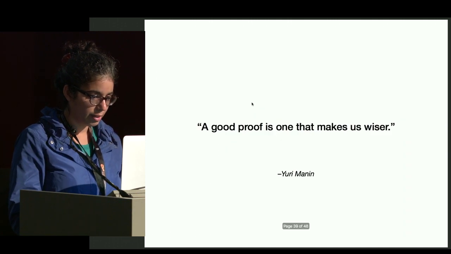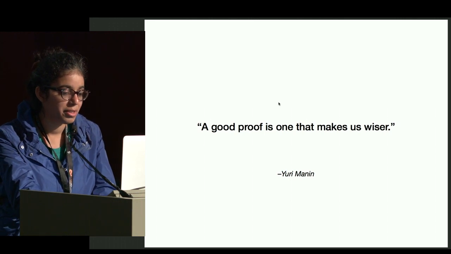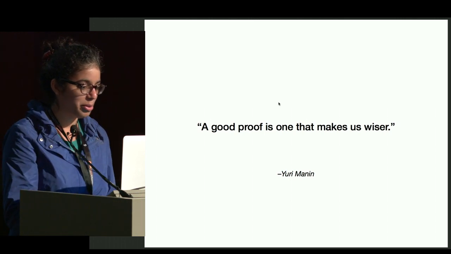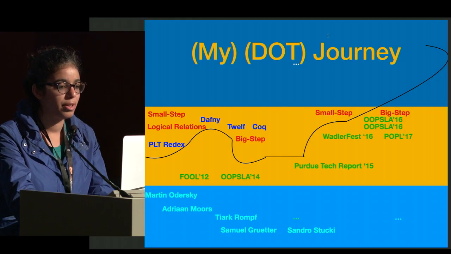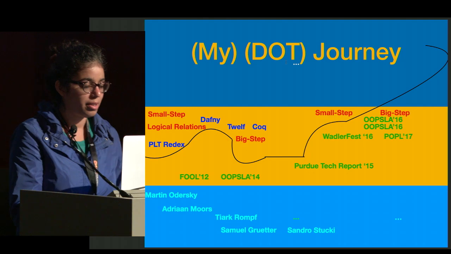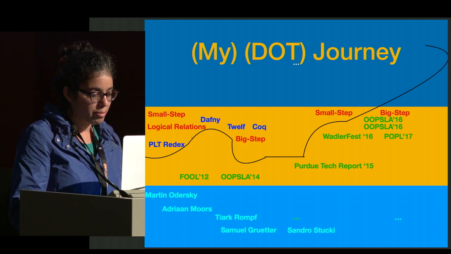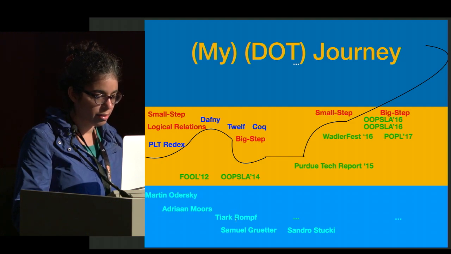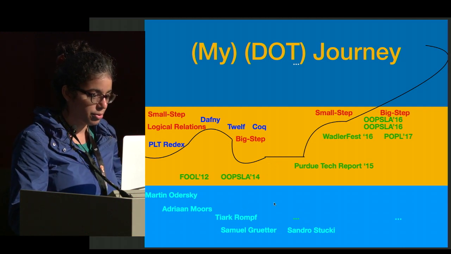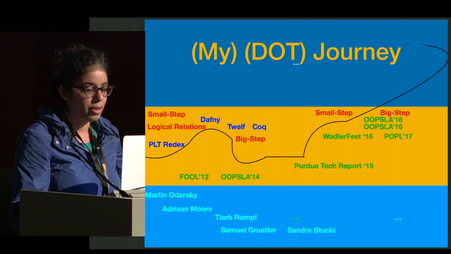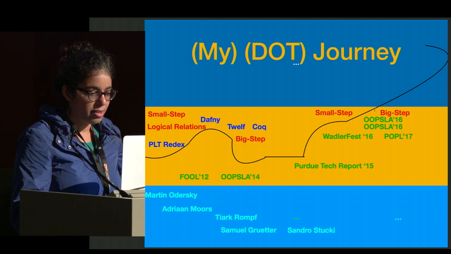Okay. So a good proof is one that makes us wiser. That's a quote by a mathematician, Yuri Manin. So what did we learn in this journey to design DOT and prove it sound? Of course, I had many collaborators, starting with Martin Odersky and then Adriaan Moors, Tiark Rompf, Samuel Grütter, and Sandro Stucki. And it was a lot of ups and downs, using many different tools and techniques.